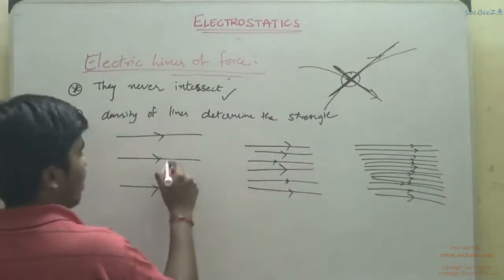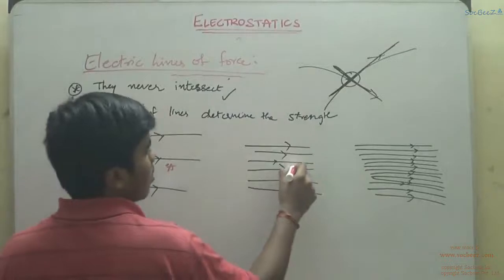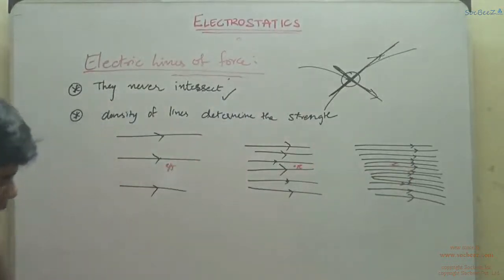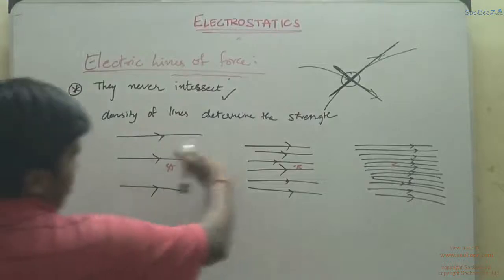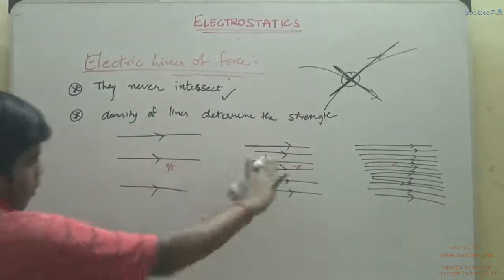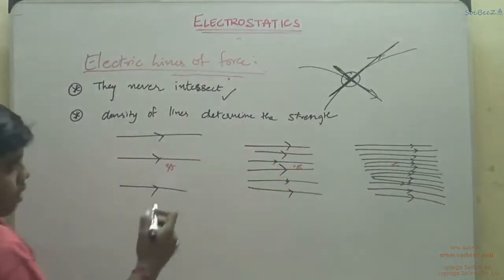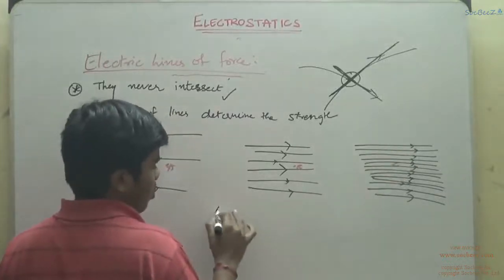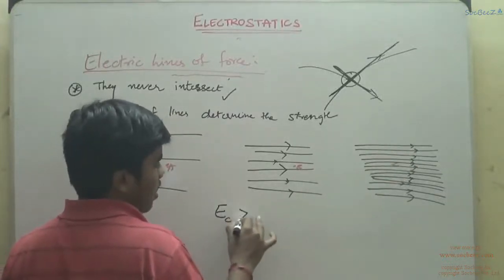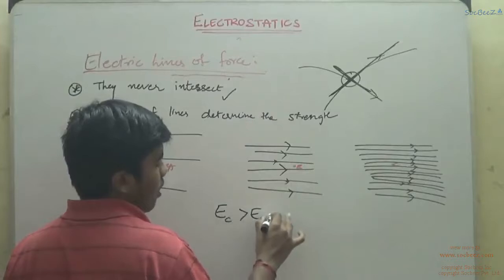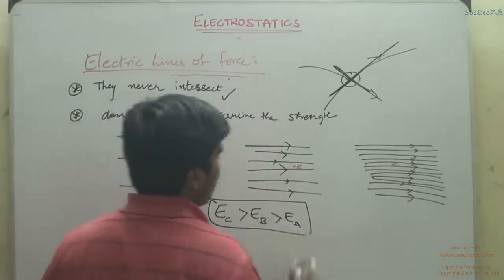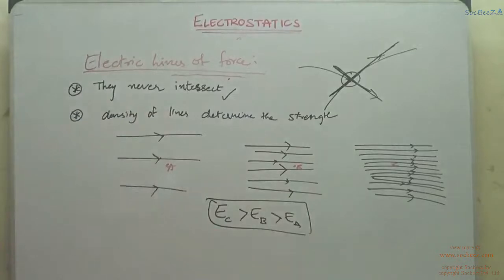This is point A, this is point B, this is point C. We see that in almost equal regions, the number of lines differs. What does that mean? Since the density is higher here, the electric field at point C is greater than the electric field at point B, which is greater than the electric field at point A. So this is what this statement means.